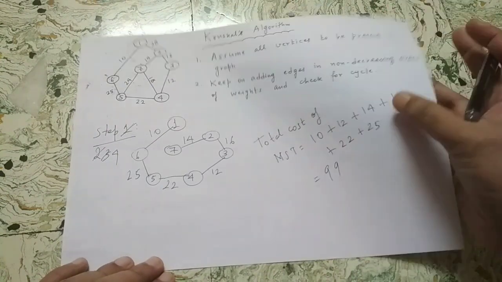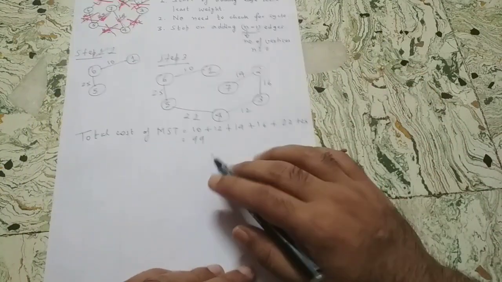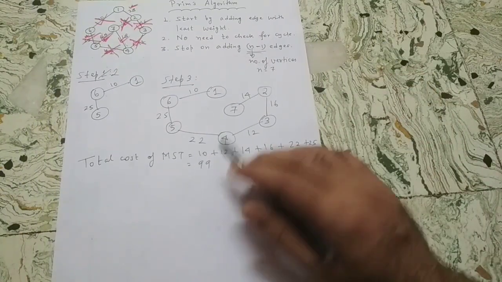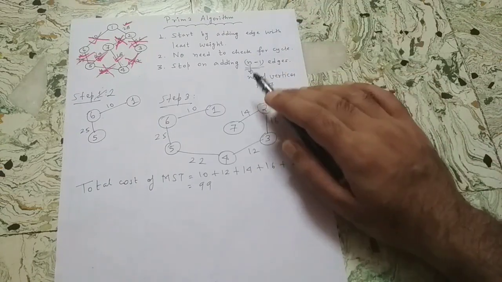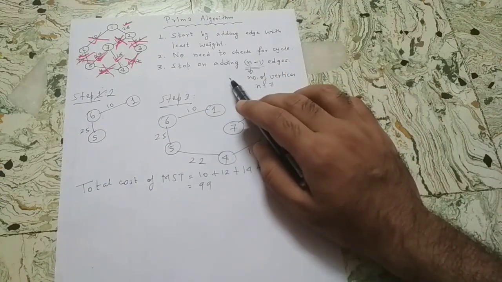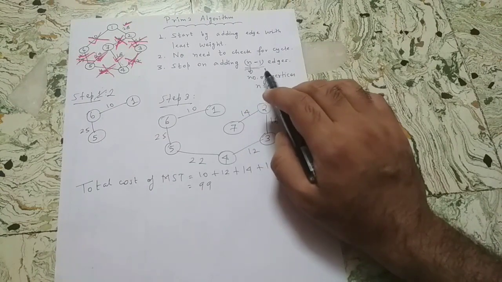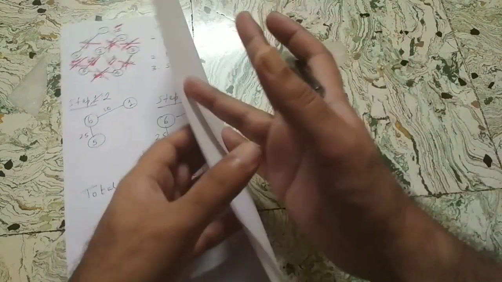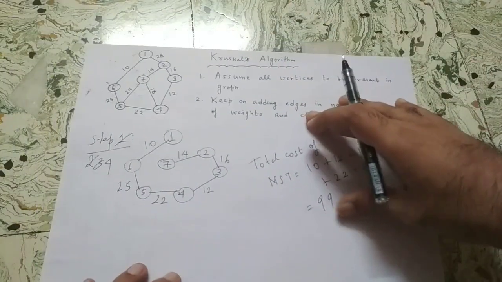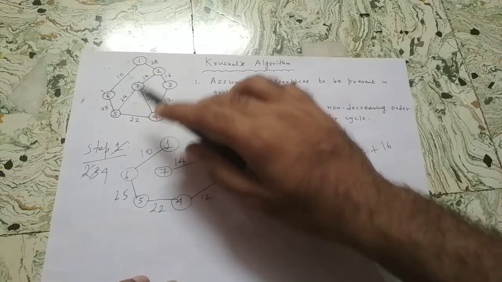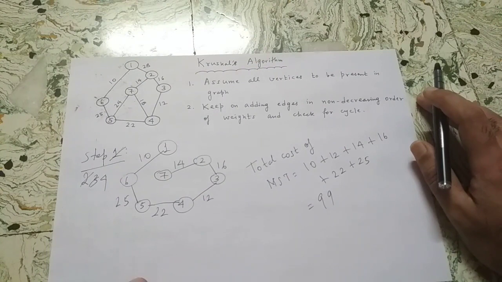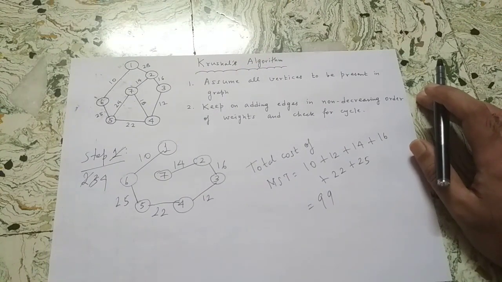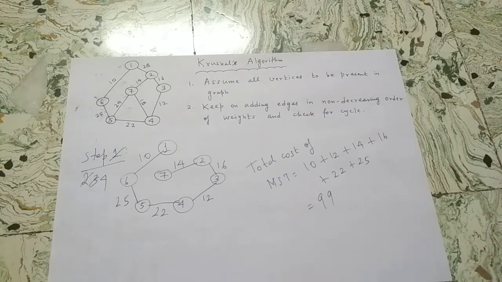So you got 99 here and you got 99 here as well for Prim's algorithm. Okay, so the stopping condition for Prim's algorithm was you keep on adding edges till you have added n minus 1 edges, and here the stopping condition was you keep on adding edges till you have checked every edge once. Okay, so I hope you have understood this example on Kruskal's algorithm. Let's see what we can do next.